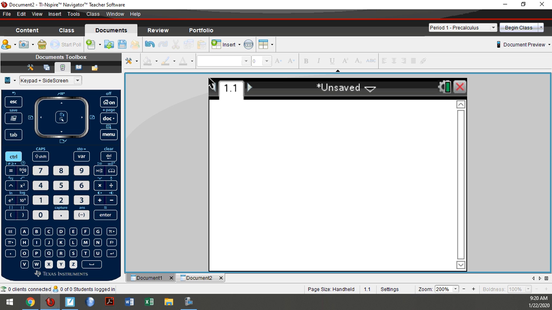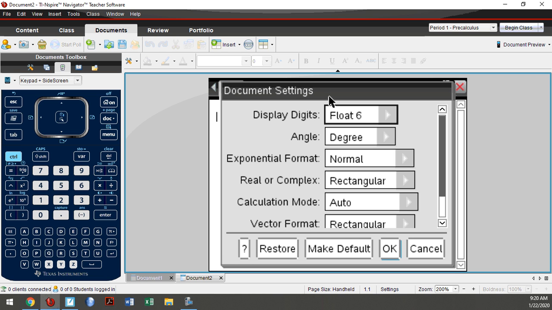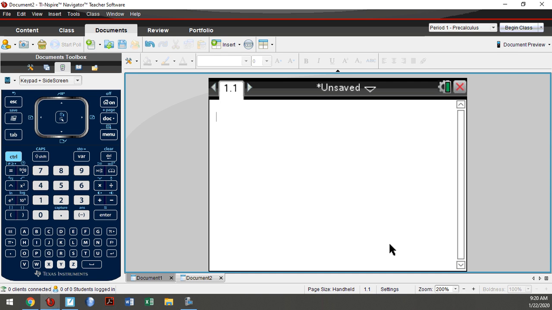So if I put my mouse over there, I'm in degree mode. Do I want to be in degree mode? No, I'm going to click on this and go to document settings. And where it says angle degree, I want it to be radian. I'm going to press OK. Y'all with me? And we were doing problem 45 where it says the cosecant of 1.3.